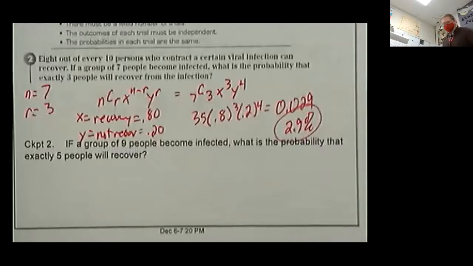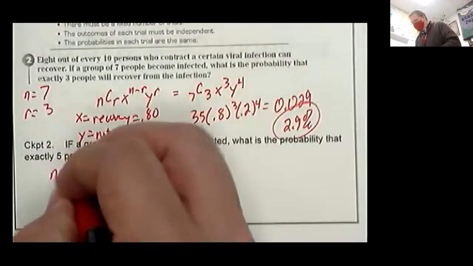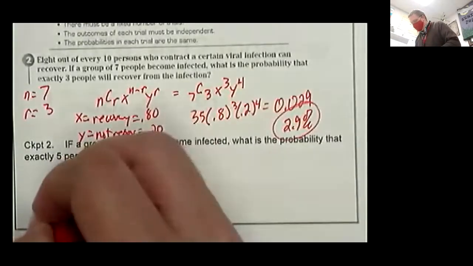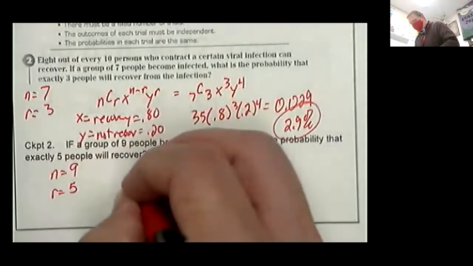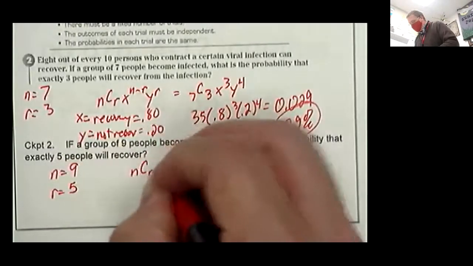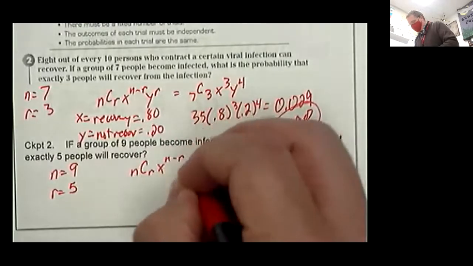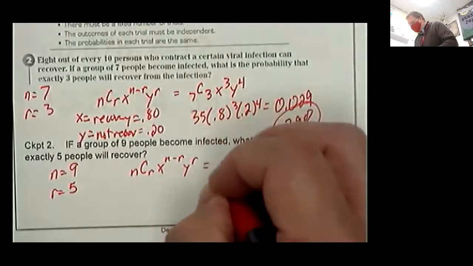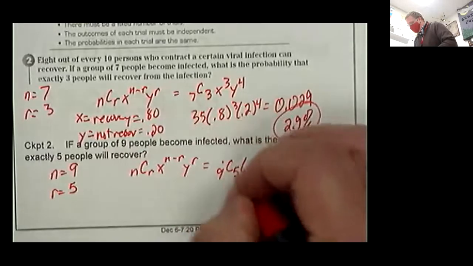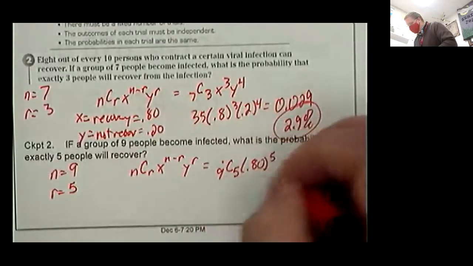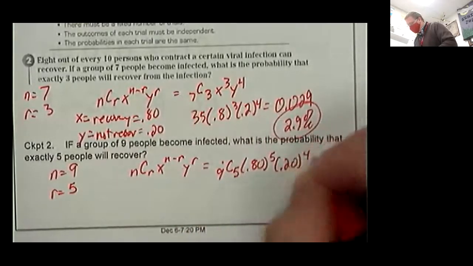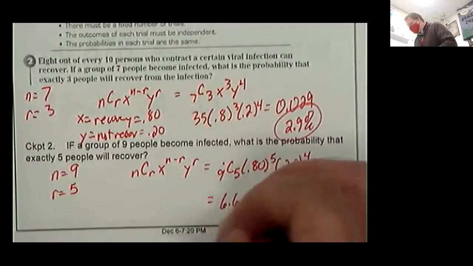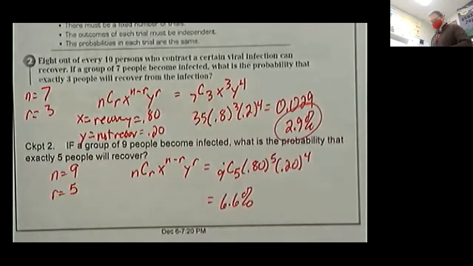Checkpoint 2, if a group of 9 people become infected, what's the probability that exactly 5 will recover? Well, now n is 9, r is 5. We're going to use our formula n choose r, x to the n minus r, y to the r. That turns into 9 choose 5 times 0.80 to the 5th, 0.20 to the 4th. We'll put that on our calculator, and that's 6.6%.